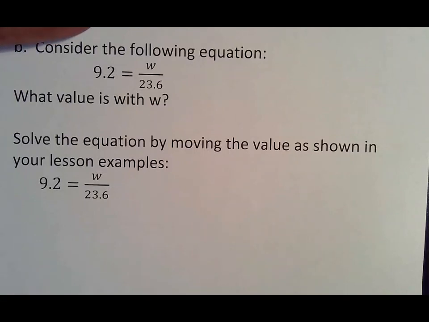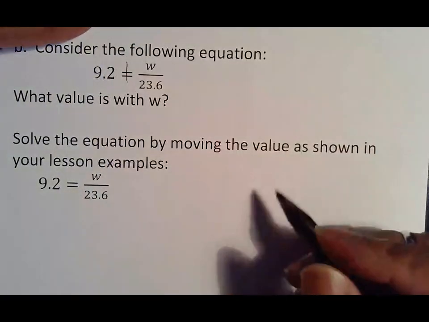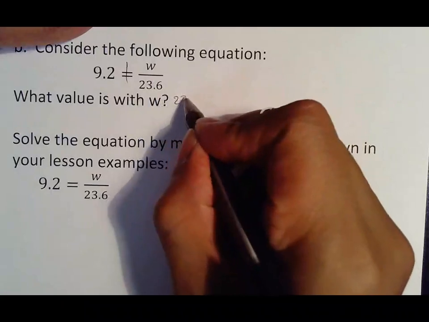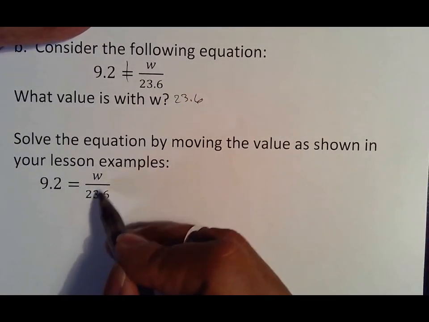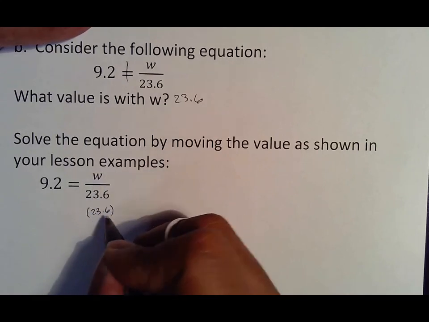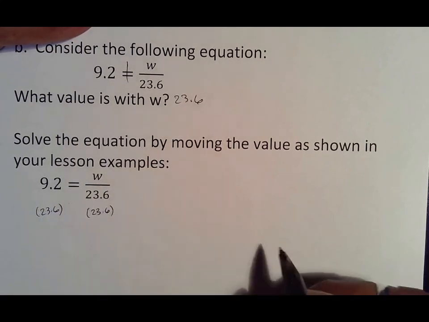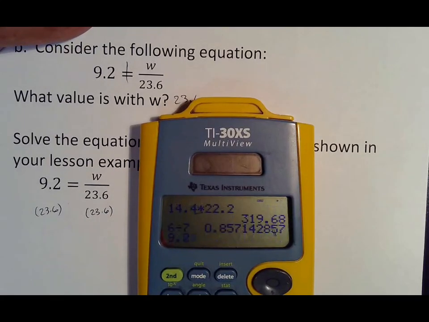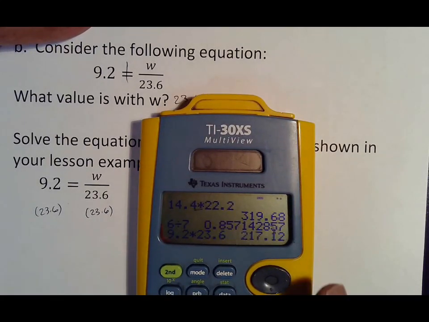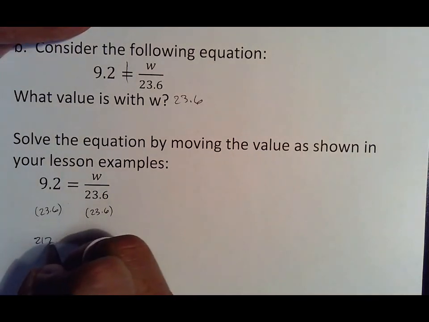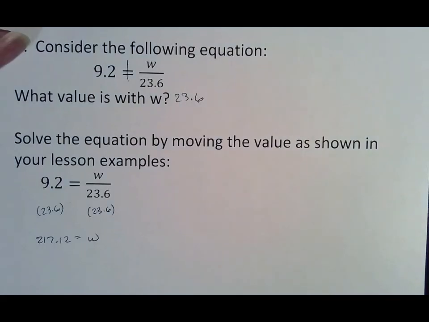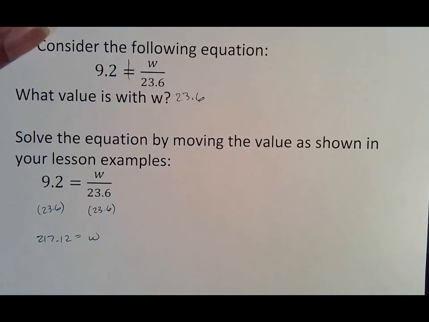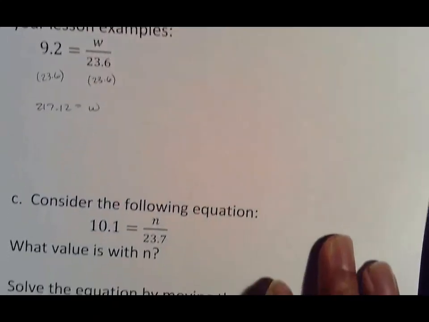9.2 equals w over 23.6. Again, with this, the value with w is 23.6. How do I move this 23.6? If it's w divided by 23.6, I multiply by 23.6. So 9.2 times 23.6 is 217.12. And again, that's gone, so w is the only thing that comes down from there. All right. Let's look at 2 more before we get ready to get out of here.